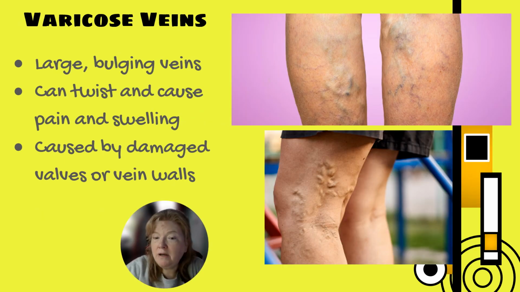Varicose veins. So varicose veins are large, bulging veins. They can twist, they can cause pain and swelling. And this occurs because of damage to veins, either the valves in veins or the vein walls.